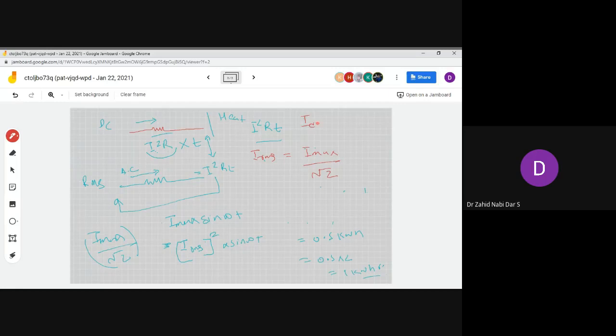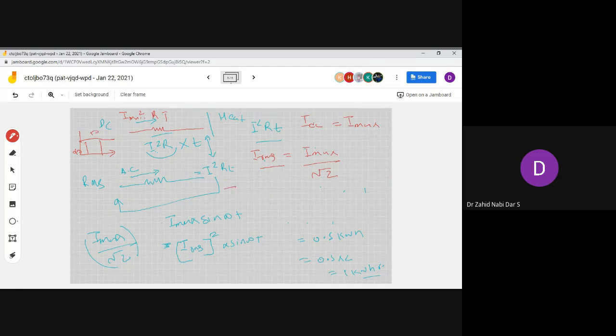Whereas in DC, my value is always equal to I max, isn't it? Whatever point I'm seeing, my value is equal to the maximum value only. What is the maximum value? Here it is 10, here also it is 10. So my DC quantity, the heat, would always be equal to I max square R into T. So in AC, I have to replicate the same quantity and get this equation. So instead of supplying a peak value or average value, I take the RMS value.